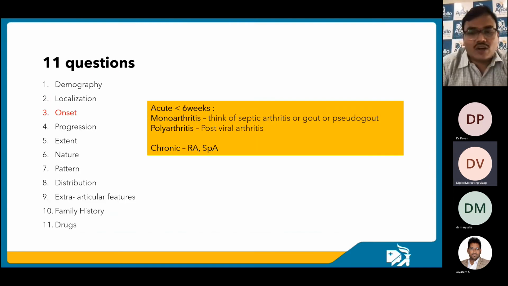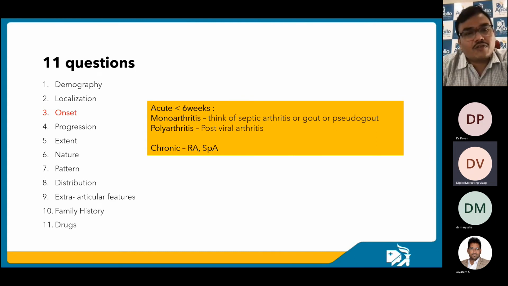Next question we'll try to answer is, what is the onset of arthritis? If the onset of arthritis is less than 6 weeks, we consider this as an acute arthritis. And if this acute arthritis is involving a single joint, we call it monoarthritis. And whenever there is a monoarthritis, we should think of septic arthritis, gout, or pseudogout. In case of an acute polyarthritis, the most common differential diagnosis is a post-viral arthritis.